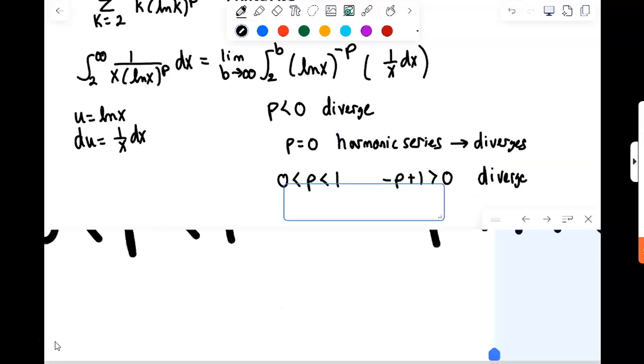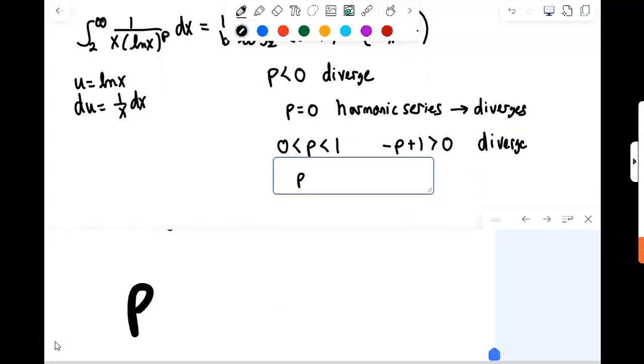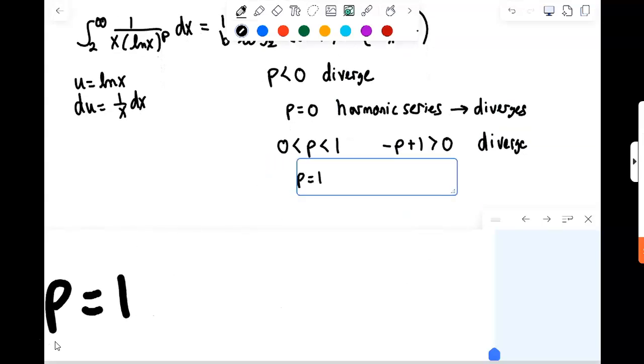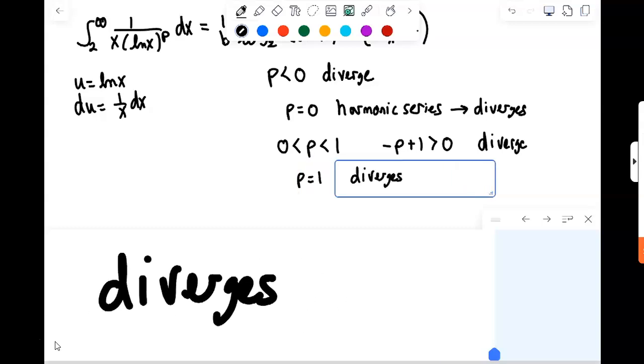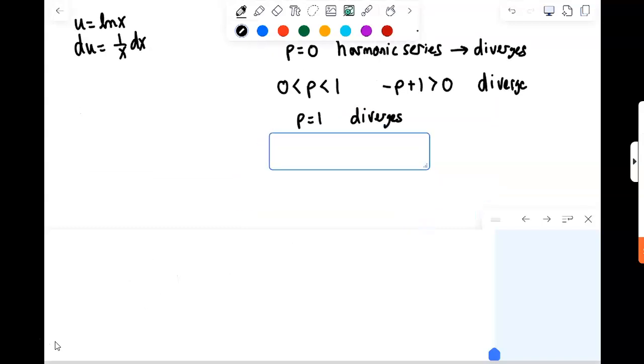Then there's the situation of p equals 1. We already know that diverges because we did it above. We did that example earlier. So that brings us to the final scenario. What if p is greater than 1?